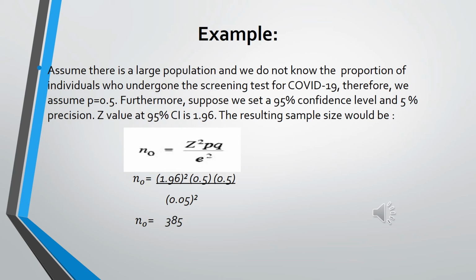The z value at 95% confidence interval is 1.96, and the resulting sample size would be n naught is equal to z square p into q over the square of the margin of error. So we have the proportion given, that is 0.5, and we will take the z value from the table, that would be 1.96. We will do the square of this, and q will be equal to 1 minus p, which will be 0.5, and the margin of error will be 5%. So we will put the margin of error, that is 5%, equal to 0.05, and we will do the square of this, and the resulting sample size would be 385 individuals.